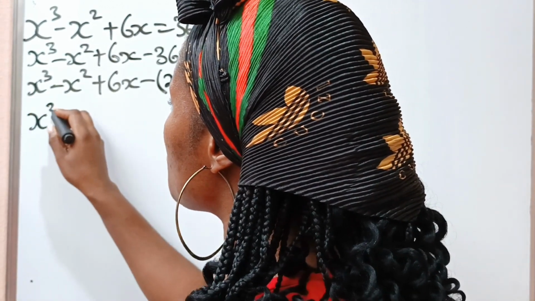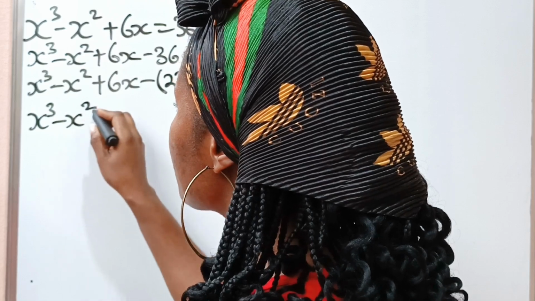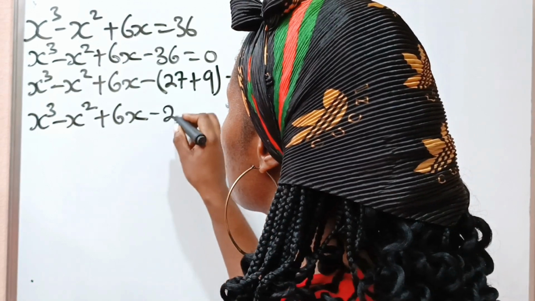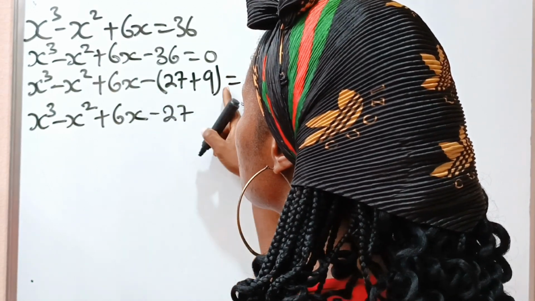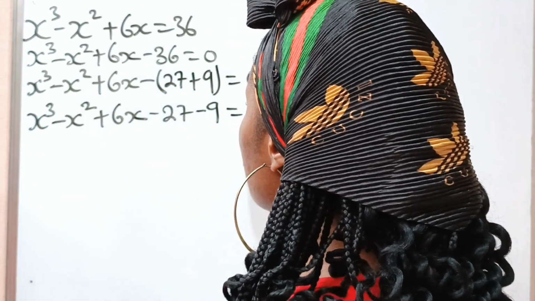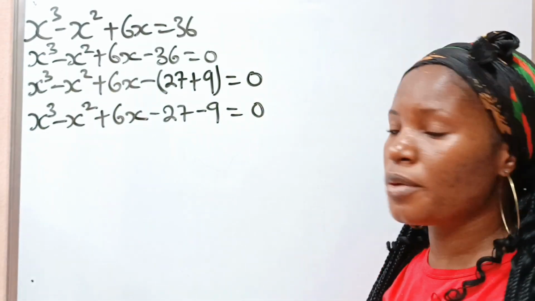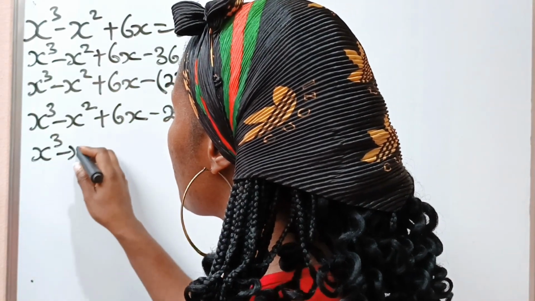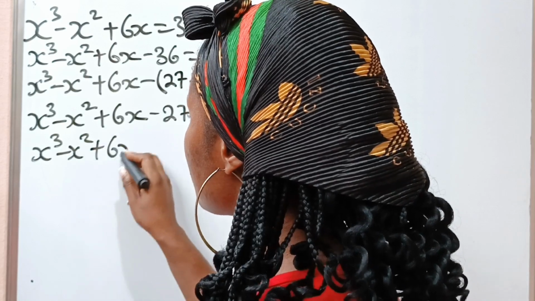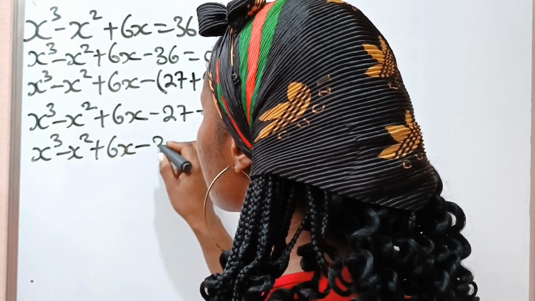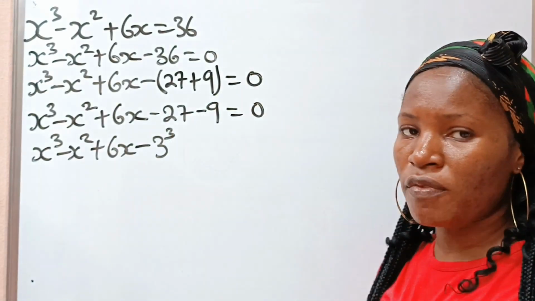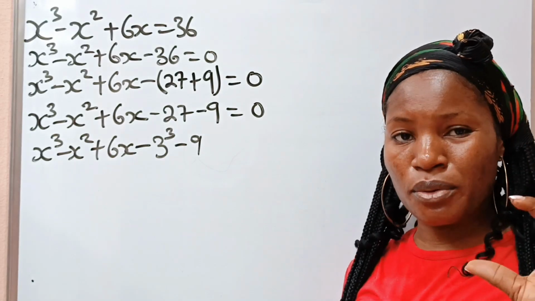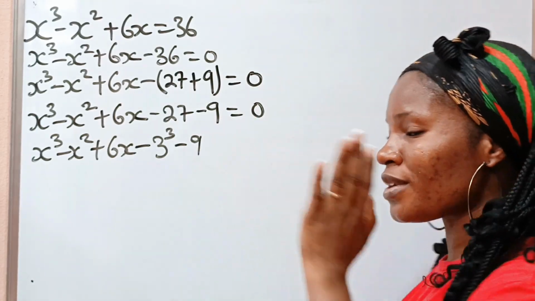So we have x to the power of 3 minus x squared plus 6x minus 27, since minus times plus 9 is minus 9, is equal to 0. Now we have x to the power of 3 minus x squared plus 6x minus 27, where 27 is the same thing as 3 to the power of 3, minus 9.